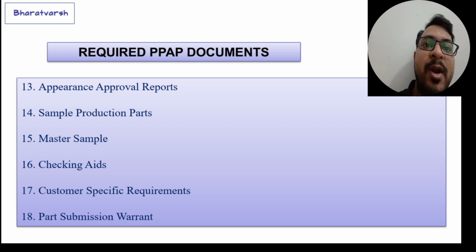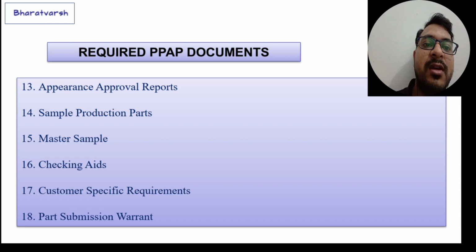14, sample production part. When we have to produce the sample part initially, then the final sample parts we have to submit to the customer, either as specified by the customer or as required or requested by the customer.